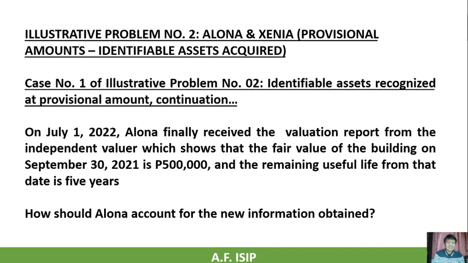So here we can see the difference. We can see the discrepancy between the provisional amount and the final amount. Of course, the basis will be the amount reported by the independent valuer, and that is 500,000. Also, the estimated useful life is affected. It is shortened to 5 years. The question is, how should Alona account for the new information obtained? Let's proceed with the solution.